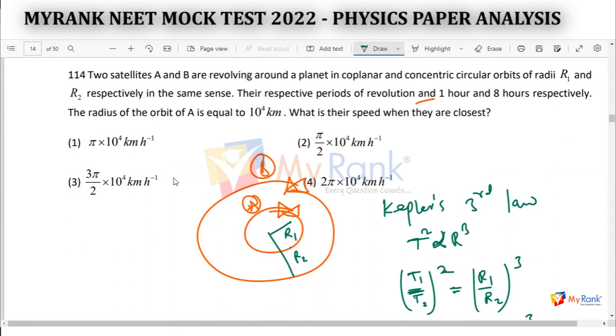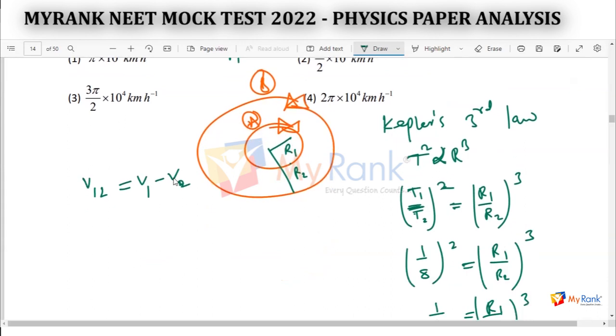Now, what is being asked? The radius of orbit of A is 10 power 4 kilometers, so R1 is given as 10 power 4. What is their relative speed when they are closest? Relative speed is asked. V12 is nothing but V1 minus V2, where 1 and 2 are A and B. So we should find V1 and V2. What is V1, the speed of the first satellite? Speed is distance by time. Distance is 2 pi R1, divided by time T1.